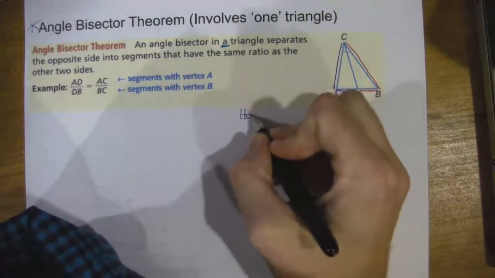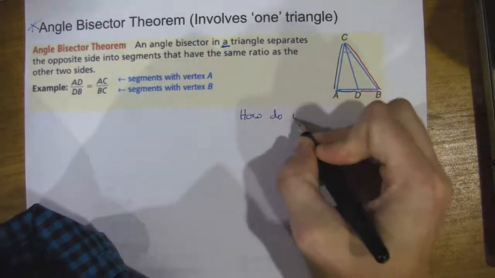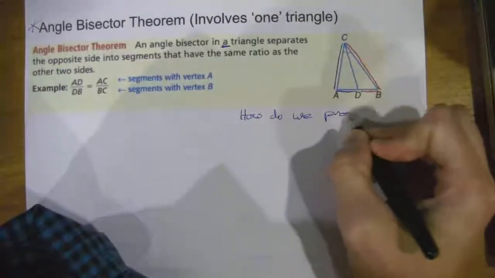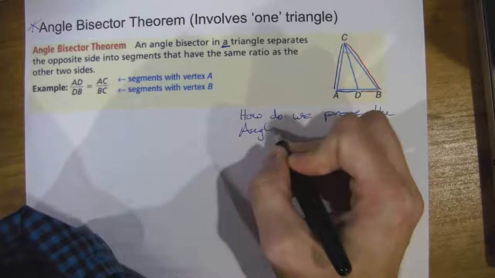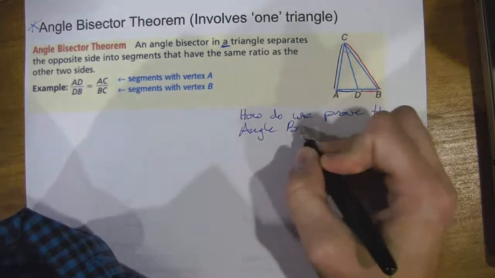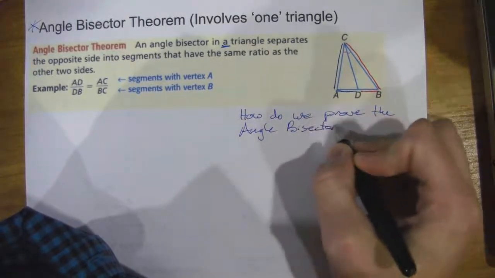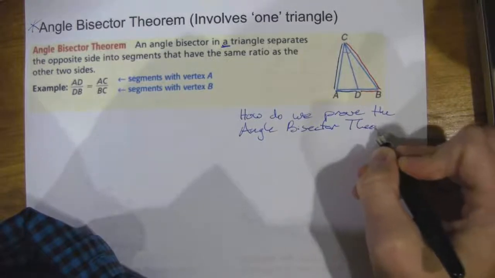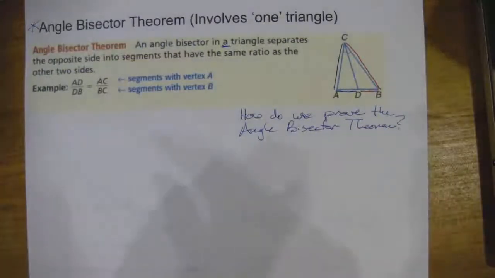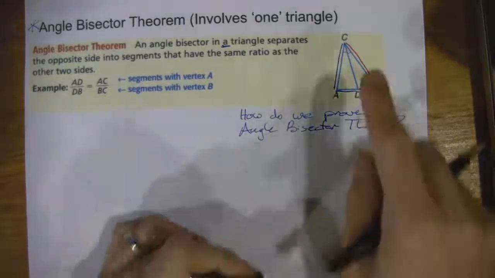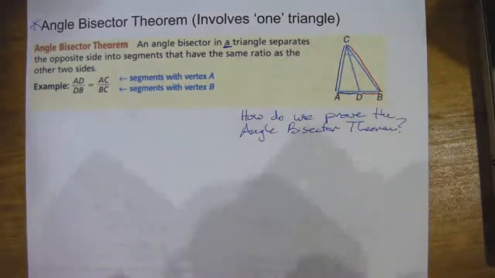How do we prove the angle bisector theorem? We'll touch on it a little bit in class, but this one proves differently than the others. The others, it's simple. We just break the triangles up into smaller, similar triangles.